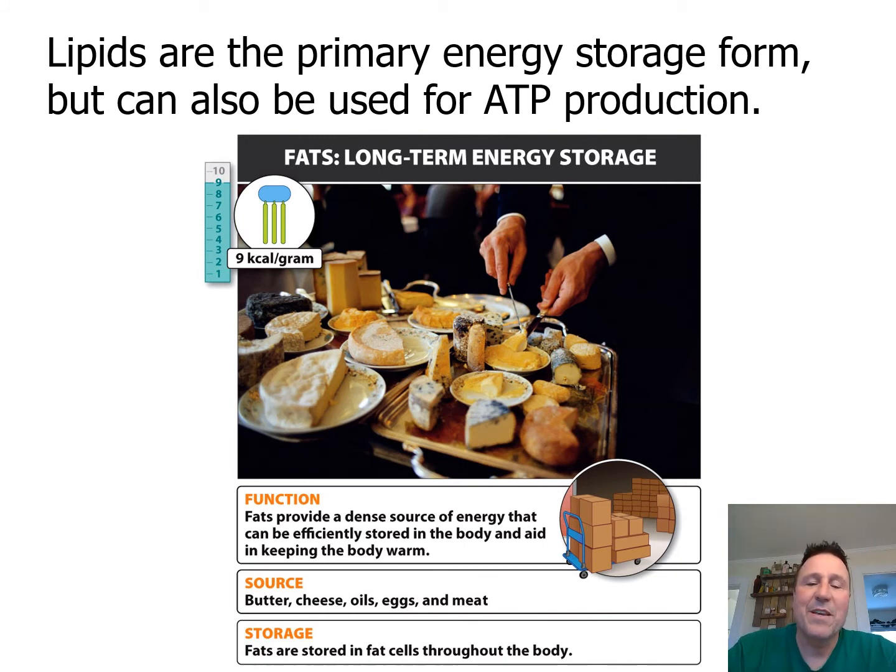I digress. So we store fat all throughout our bodies, behind our eye, under our skin, on our guts, everywhere. And sources, of course, butter, oils, eggs, things that have that fat in them. And we do store fat. We don't store amino acids, and carbs we store briefly, but fat is our storage for our calories.